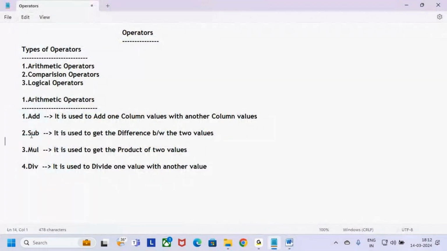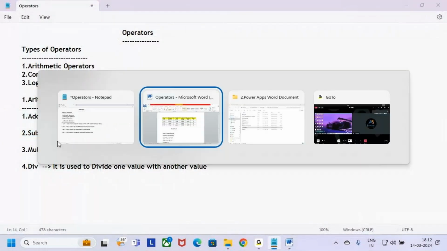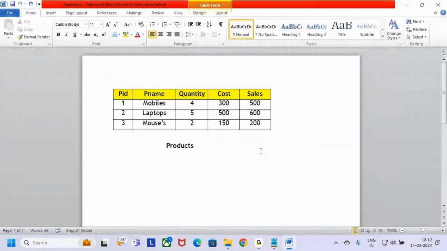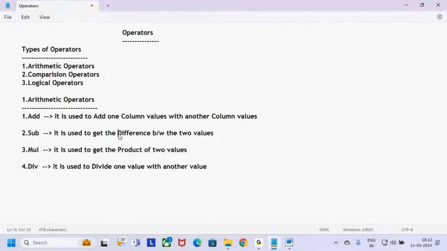And next one is what? Subtraction operator, guys. Now when do we use the subtraction operator? Let's say, as I said, it is used to get the difference between the two values. Subtraction operator is used to get the difference between the two values.